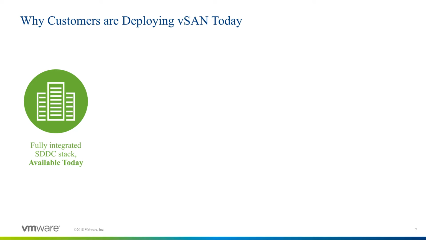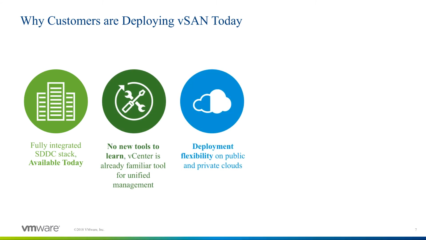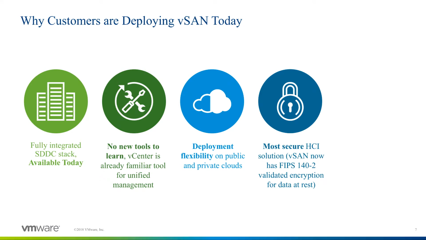So now let's talk about why customers are deploying vSAN today. We already touched on some of these points like full integration, unified management, and flexible deployments. So let's talk a little more now about the security that vSAN offers by providing data at rest encryption. So, what is data at rest encryption? For vSAN, it is cluster-level encryption for data stored on any persistent media. It is the first software-defined native encryption built for HCI, which means it is hardware independent and does not require specialized hardware like self-encrypting drives. It is available in the vSAN Enterprise Edition.